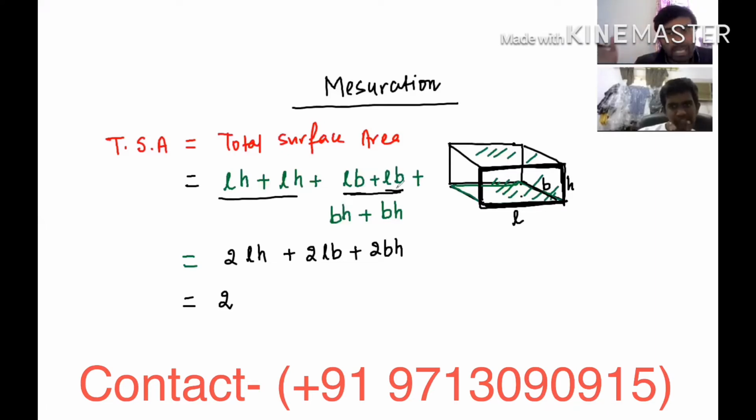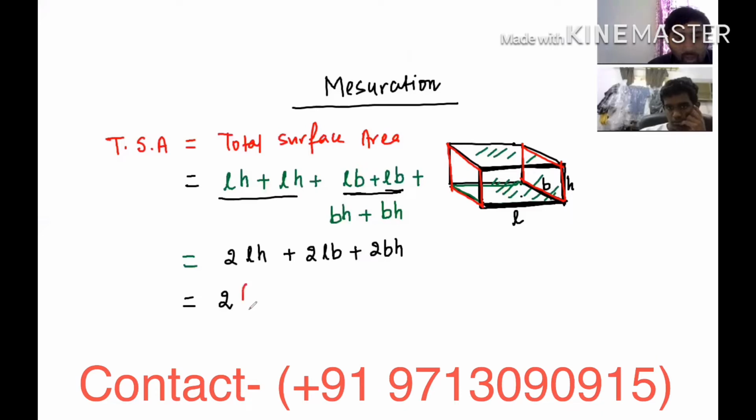And in the same way, the side part is BH. This is our B and this is our H. So the side part is BH. In the same way, the other side area will also be BH, so it will be 2BH.